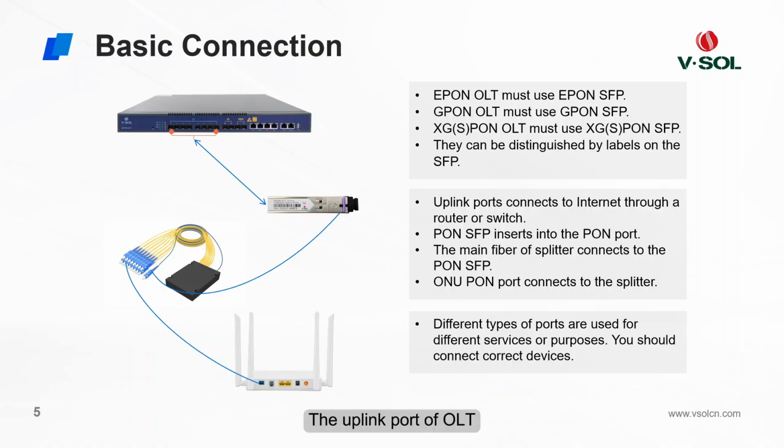The uplink port of OLT connects to router or switch for services access. Connect the main fiber of splitter to PON module and connect ONU to the branch fiber. There are different types of ONU user ports. Connect correct devices to them. For example, connect PC to LAN port, connect telephone to POTS port.